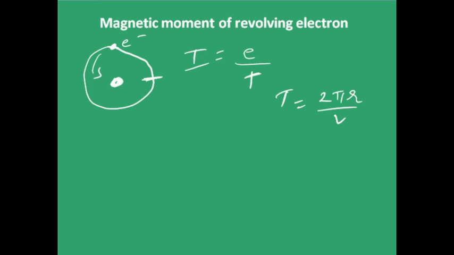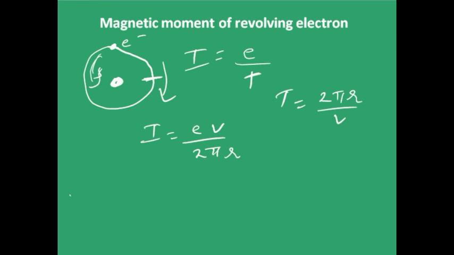So from these two equations, what can I say? I is equal to e by 2πr, and here I'll get v. So this is the current, right? Of course, since the electron is negative in charge, if this is the direction of velocity, then the direction of current will be this. Okay, hope everything is clear.